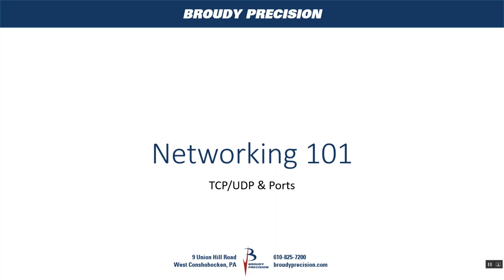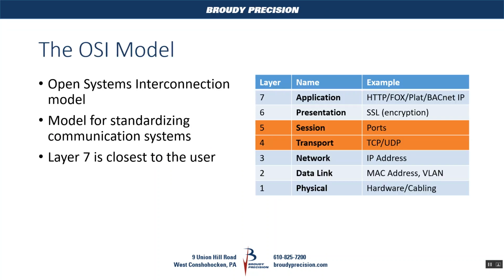I'm Matt Witmer from Brody Precision, and in this video we're going to talk about TCP and UDP packets as well as ports. So if we go back to the OSI model that we've used previously in this series, for TCP and UDP packets we're talking about layer 4, which is our transport layer, and then for our ports we're talking about layer 5, which is the session layer.